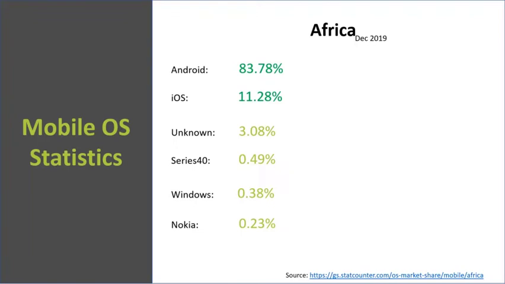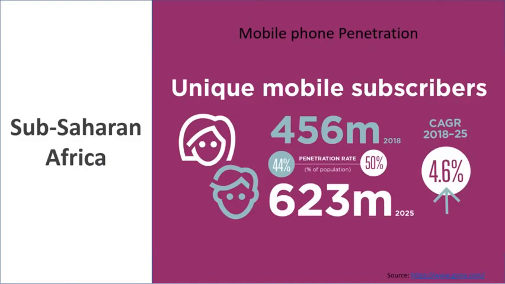So going further into the statistics, look at the statistics in Sub-Saharan Africa on mobile penetration. This shows that in 2018 we had 456 million unique mobile subscribers, and projections show that in 2025 we're going to have 623 million subscribers. That is about 50% of the population will be reachable through a mobile phone by 2025. This is a big opportunity for IT startups and for developers in Africa.